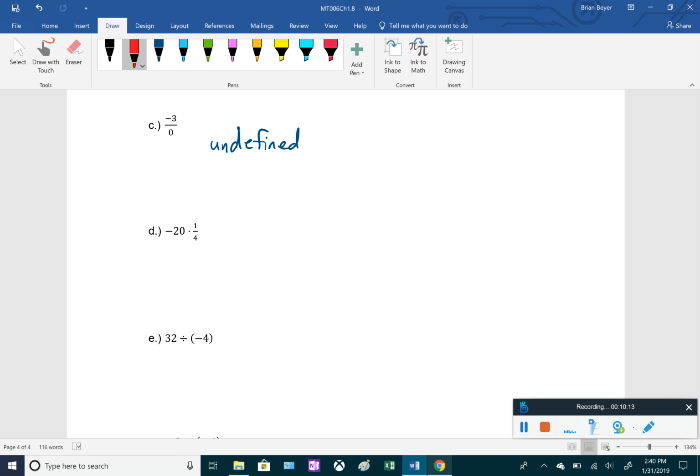Okay, for the next one, negative 20 times 1/4. You could just multiply straight across, using the fact that negative 20 is negative 20 over 1, or we could use the fact that this is the same thing as negative 20 divided by 4, which will give us negative 5. So negative over a positive gives us a negative.